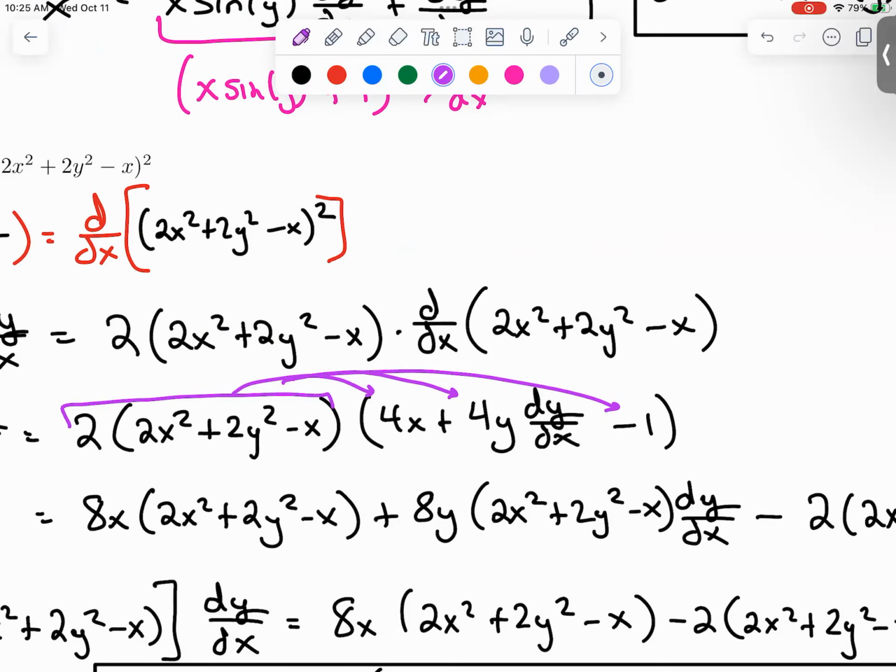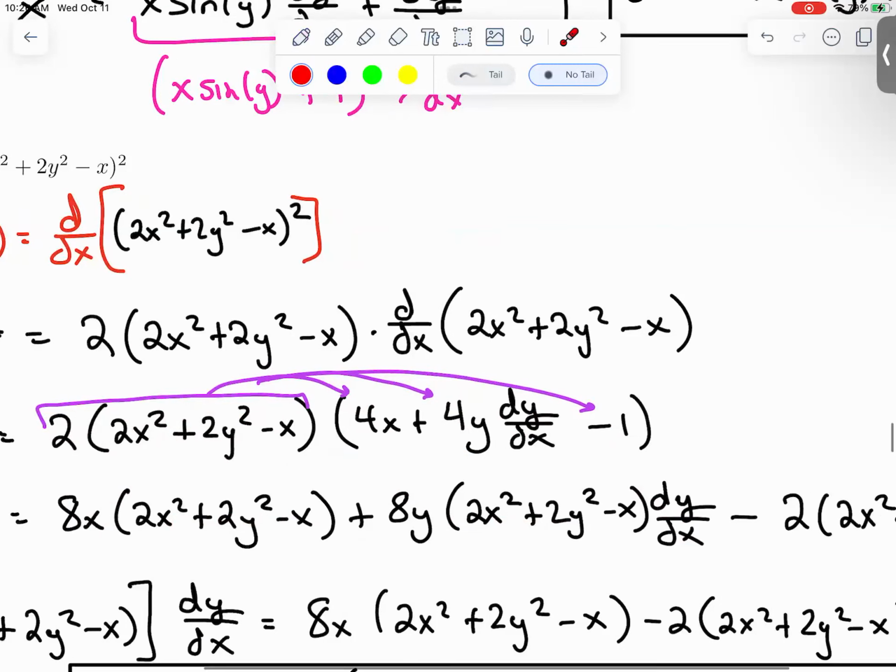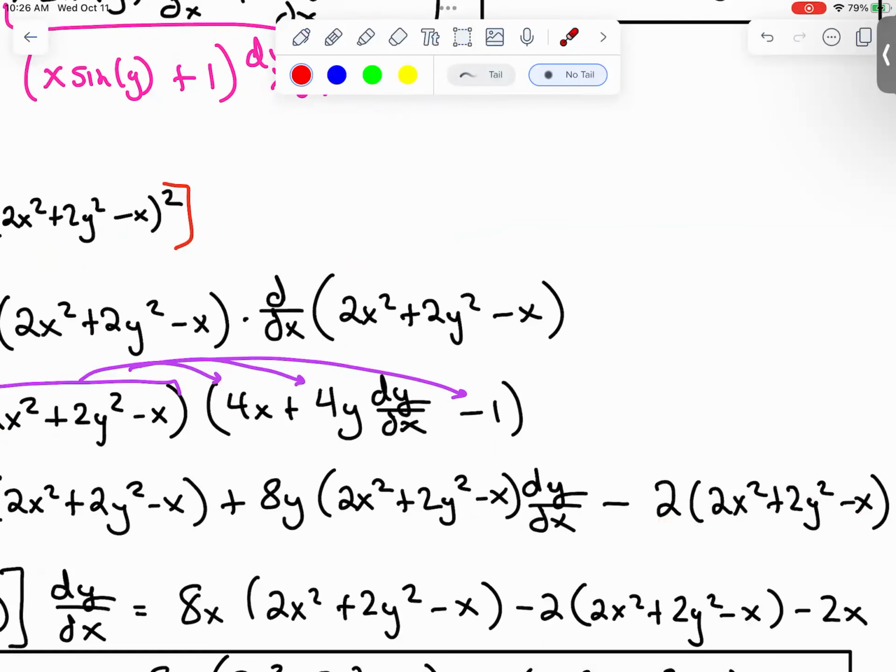So the reason why there's an 8x and an 8y, when I do the first term, 2 times 4x, that gives me that 8x times this. When I distribute in the second term, 2 times 4y, that's the 8y. And then the 2x squared plus 2y squared minus x times the dy dx. Then minus the 1 times this, that just gives me minus the term. Not pretty, but it's there. That's where that comes from.